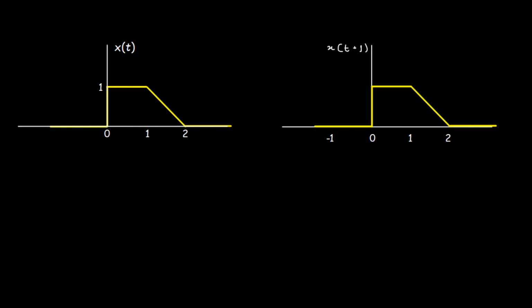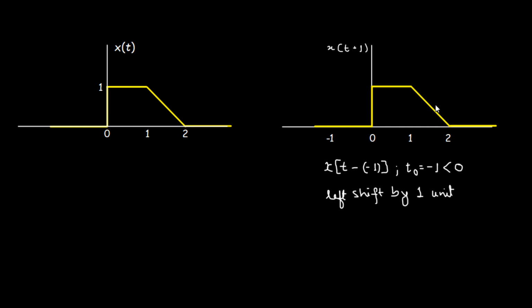So our signal x(t plus 1) can be rewritten as x(t minus t naught), such that the value of t naught is equal to negative 1, and this is less than 0. So that means our signal x(t) will be shifted to the left. So this will be a left shift by 1 unit.